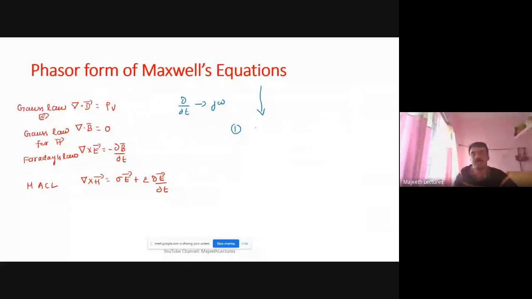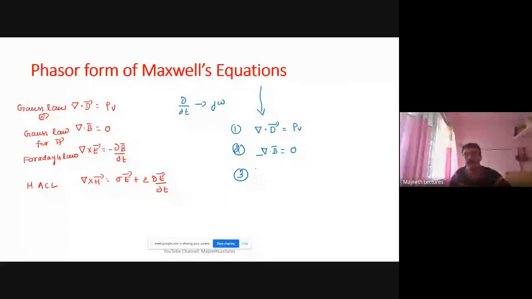Fine. So the phasor form of Maxwell's equation now we get is first equation, we don't have any dou by dou T here. So first equation remains as it is. Del dot D is equal to rho V. Second equation, here also we don't have any dou by dou T. So it will become del dot B is equal to 0. Third equation, we have left hand side del cross E. Right hand side we have dou by dou t. So replace that by j omega. Right? J omega B. We know B is equal to mu H. So it is j omega mu H.